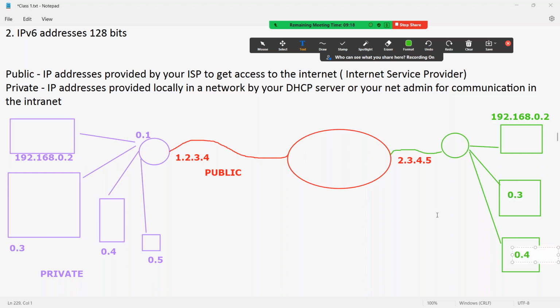Now, if you carefully observe, I have the same private IPs in your network and the same private IPs in my network as well. But what is unique to both of us is our public IPs. Okay, so when these devices want to communicate with the internet, they will always use their unique public IP. And when my devices want to communicate with the internet, they will use the unique public IP assigned to them.